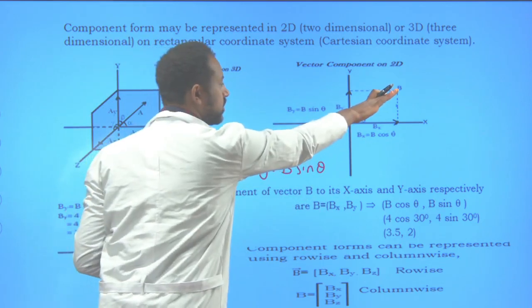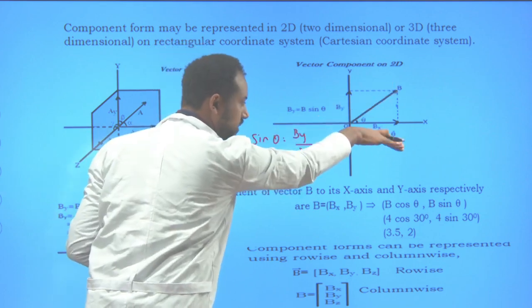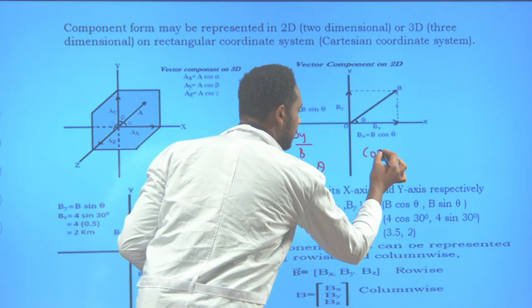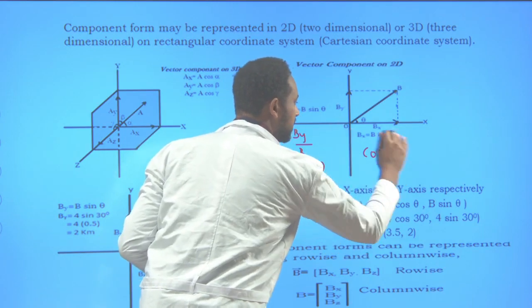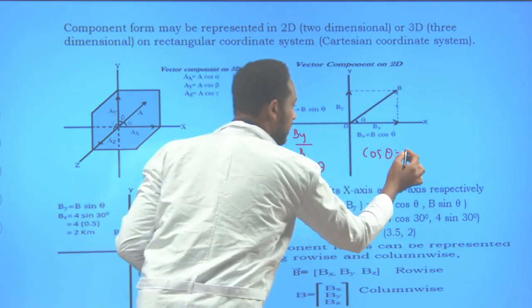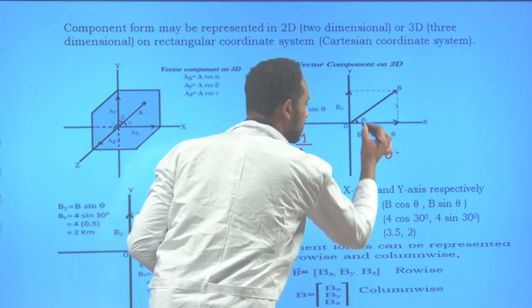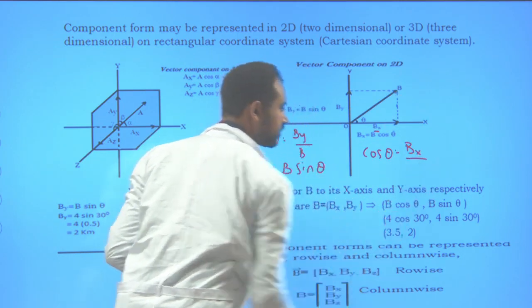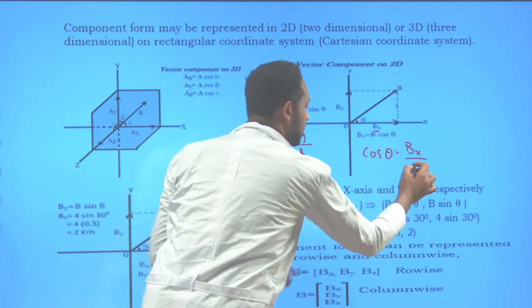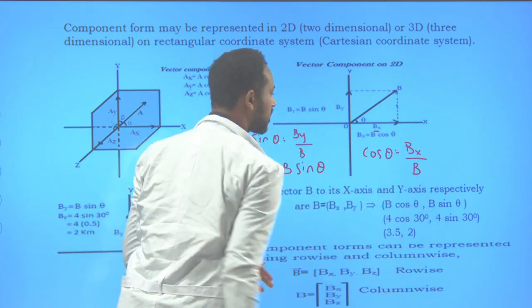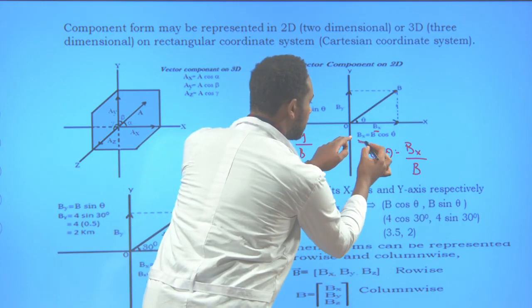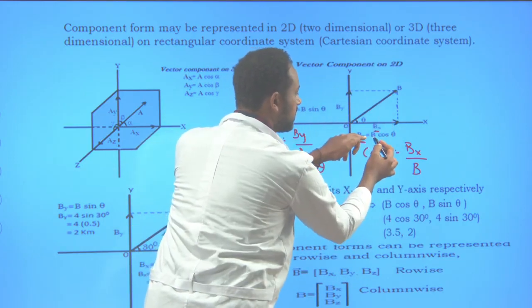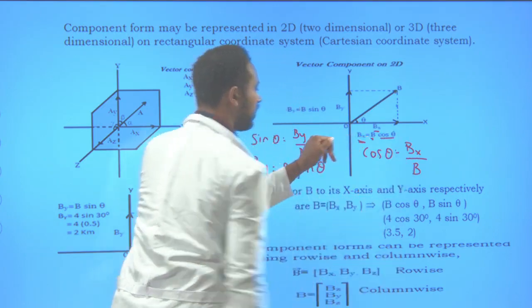It's also possible to decompose this vector along the x-axis. From your mathematics lesson as well, you know that cosine theta represents adjacent over hypotenuse. And the adjacent of this is the component of this vector along the x-axis. Let's call it Bx, over the magnitude B. Therefore, when you cross-multiply, you find that the component of this vector along the x-axis is the magnitude of B times cosine of theta.